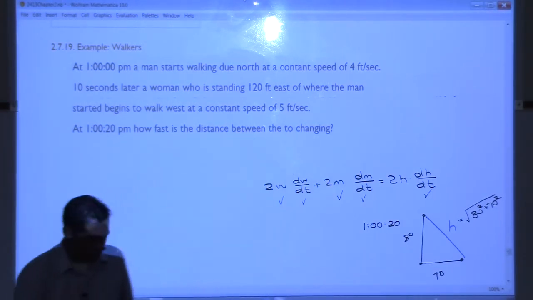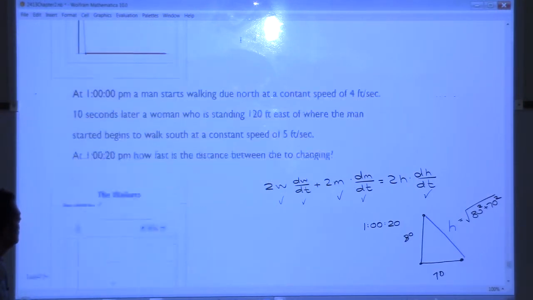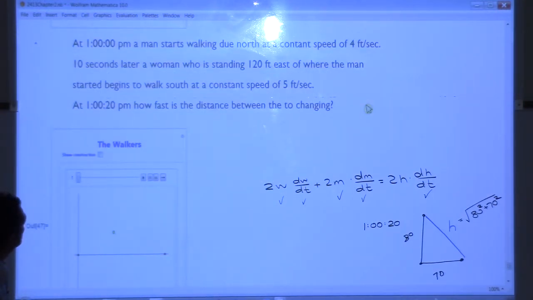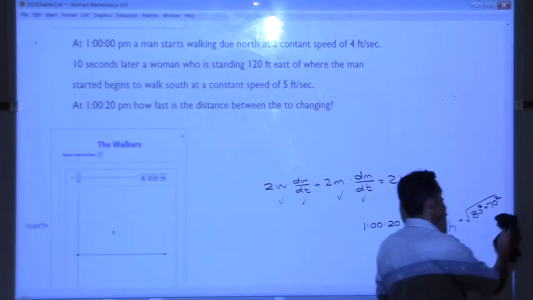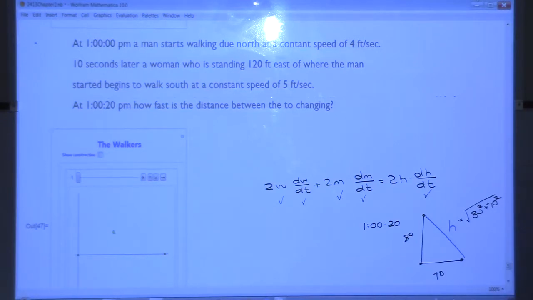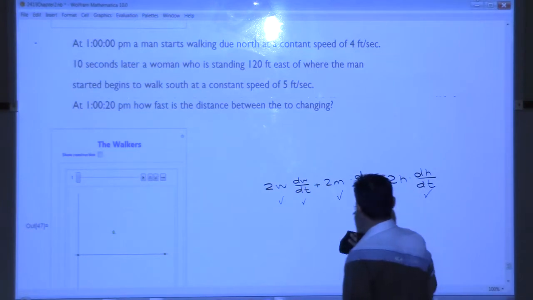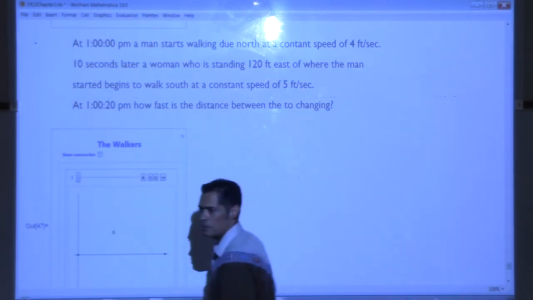So I'll put the problem up here. You can read it. There it is. Almost the same problem, but it's not. What's different? She's not going to walk west. She's going to go south. All right? Very slight difference in the wording there. Huge difference in the setup.